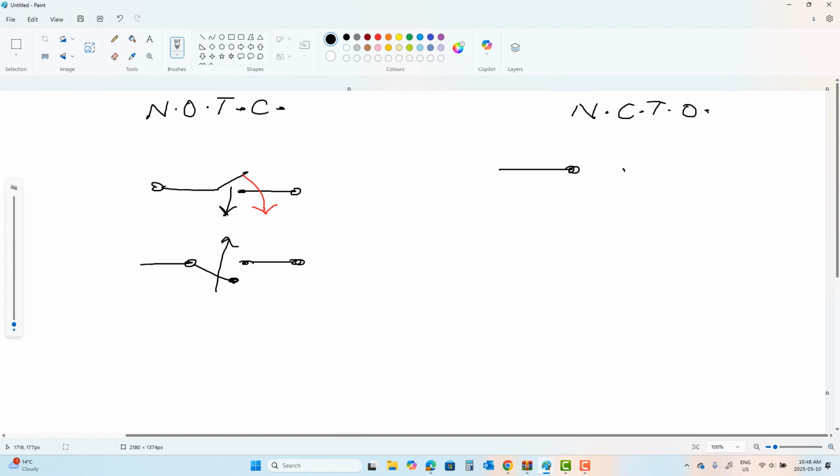It's a normally closed contact like this with the arrow going up. It's a closed contact that with time is gonna open, or it's a closed contact that looks like this with the arrow coming down. NCTO.